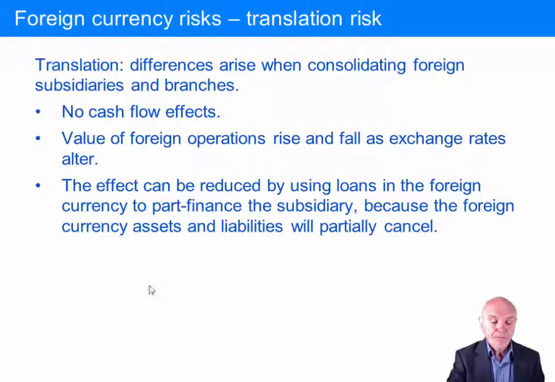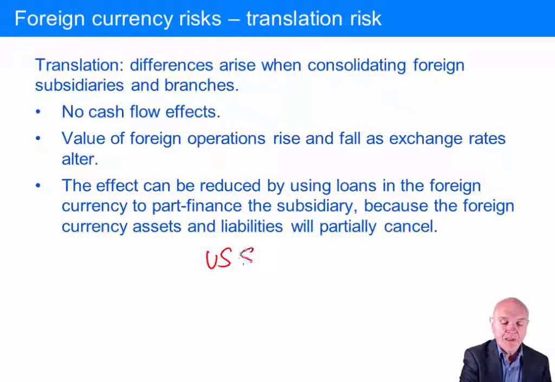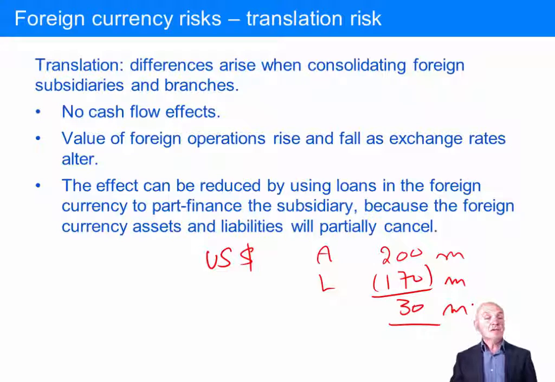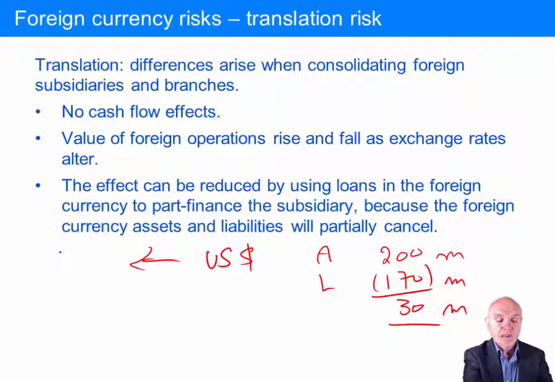So if we had a big US subsidiary, it's going to be in dollars. It's going to have some assets in here, let's say of 200 million. What we'll do is we'll take out maybe a long-term loan, let's say 170 million in dollars, so that the net amount to which you're exposed is only $30 million, a much less dangerous or much less eventful amount that's going to alter much less if the dollar rate changes. I'd also say that it makes sense to do this because these US assets will presumably produce dollar income.